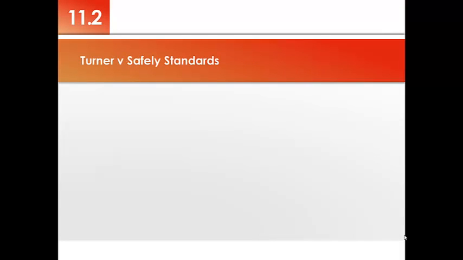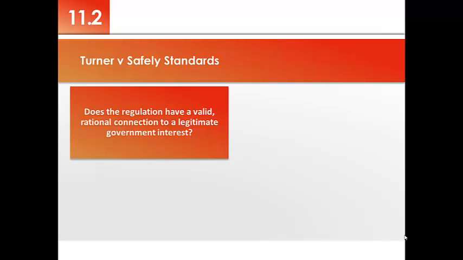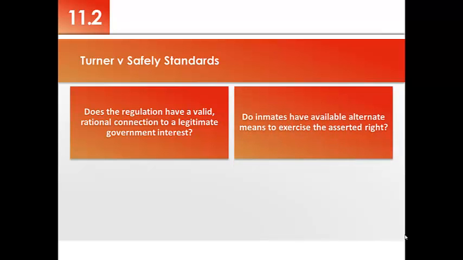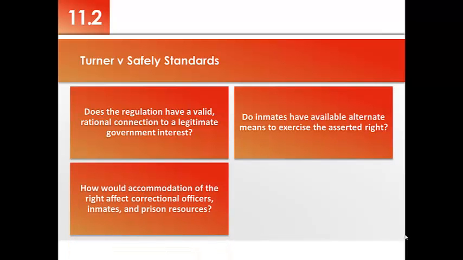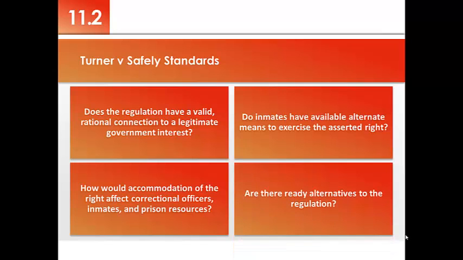These are the factors to be considered when deciding if a prison regulation that interferes with the prisoner's constitutional rights is a valid policy. Does the regulation have a valid rational connection to a legitimate government interest? Do inmates have available alternative means to exercise the asserted right? How would accommodation of the right affect correctional officers, inmates, and prison resources? And are there ready alternatives to the regulation?